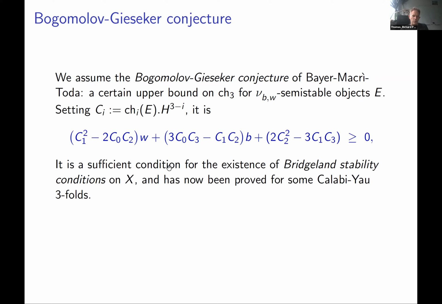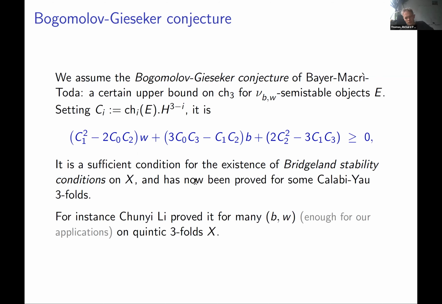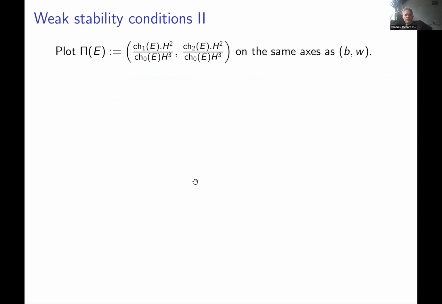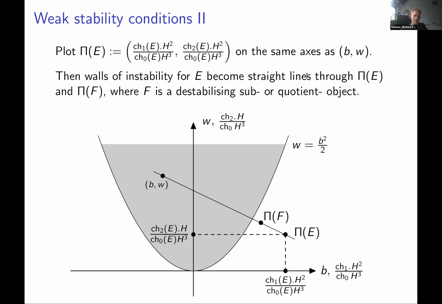It was invented by these guys in order to get the existence of Bridgeland stability conditions, which we're not going to use. For that reason, people work on it, and it has now been proved for certain Calabi-Yau three-folds. Okay, in particular, quintic three-folds. All right. But here's how it goes. What we do is we plot, I'm going to show you what this wall crossing looks like. We're going to plot certain data of our sheaves, this ratio of the degree of the sheaf, so the first Chern class divided by the rank, and a second Chern class. We're going to plot that data on the same axes that we're going to plot the B and W. Okay, and the way this type of stability works out, just believe me, is the following.